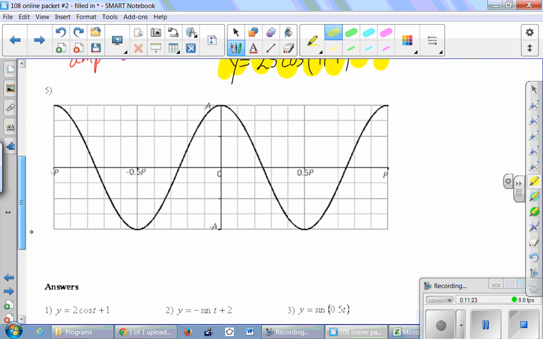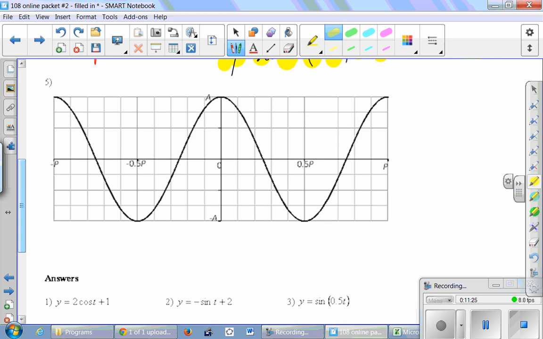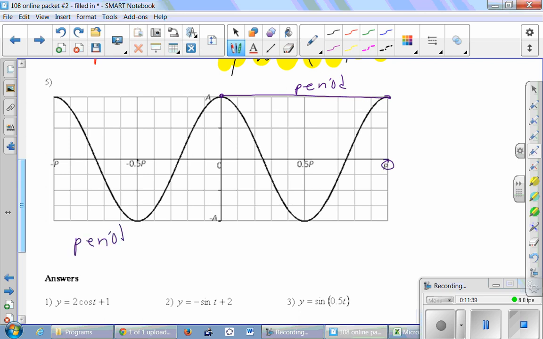Okay, and number 5 is going to stretch us because it has lots of letters in it. Okay, looking at the top point to the top point, here's our period, and it looks like they are calling the period P. It's this distance right here, which means that the B value is 2 pi over the period, or 2 pi over P, and that's just going to be part of our equation.